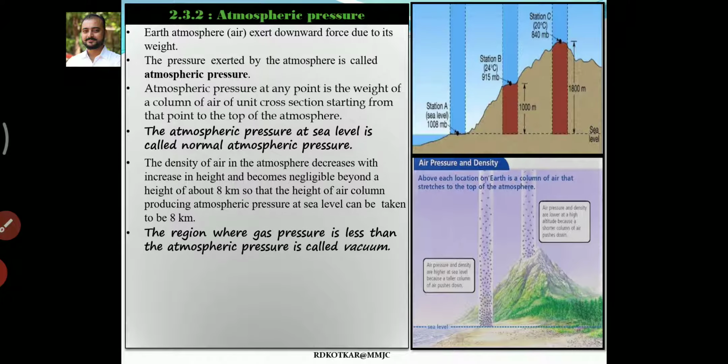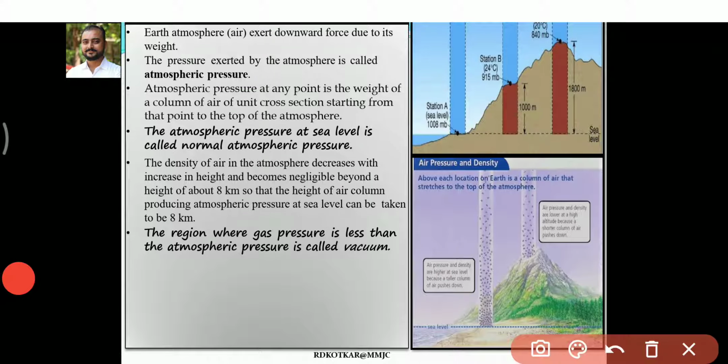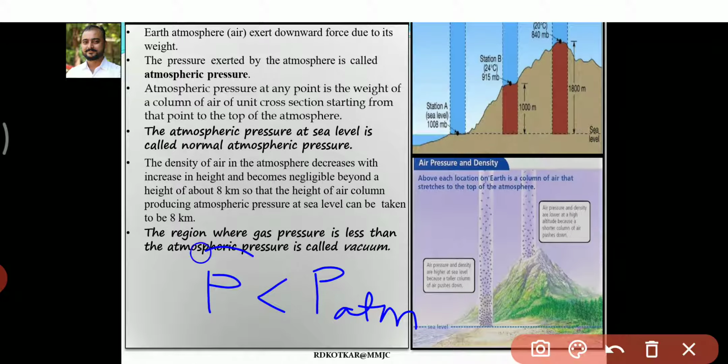So the region where the gas pressure is less than the atmospheric pressure is called vacuum. Very simple. Okay, if suppose we consider any region, and in this case the pressure present is less than that of the atmospheric pressure, then this pressure is called a vacuum, or that place is known as a vacuum place.